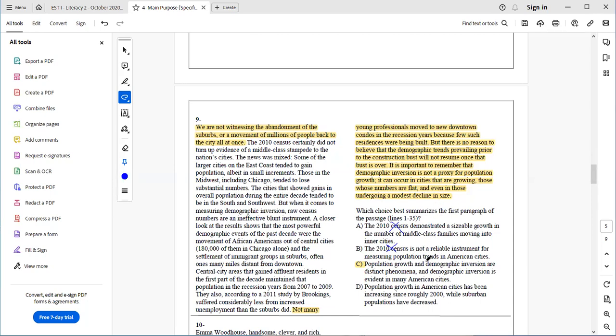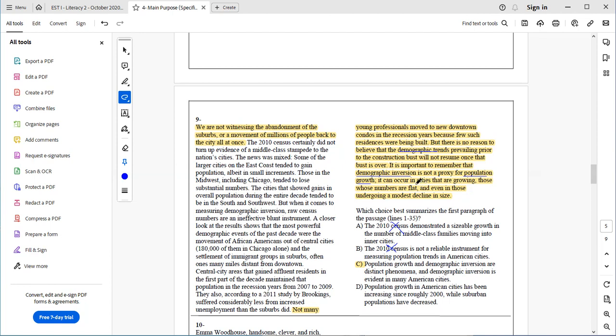Population growth. I think he talked about that. He talked about population growth. Yes. And demographic inversion. I think he also talked about demographic trends and demographic inversion. Yes, they are distinct phenomena, and he said that both of them are important. It's important to remember that demographic inversion is not a proxy for population growth. And demographic inversion is evident in many American cities.